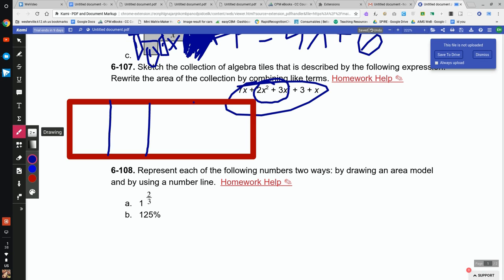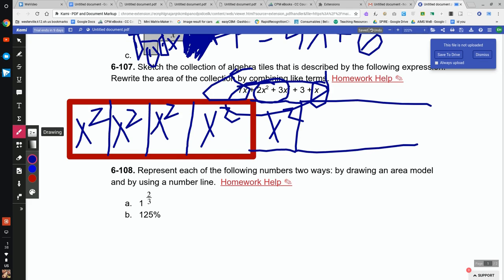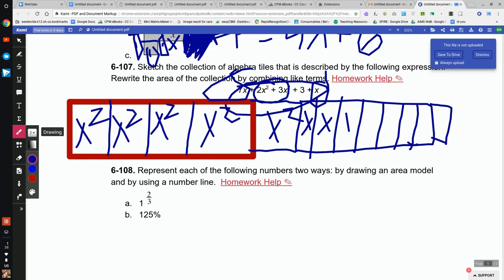2, 3. I'll just add an extra one here. So I do have 5 x squareds. Ran out of room. Then I have an x here and an x over here, which x plus 7x is 8x. So I will add 1, 2, 3, 4, 5, 6, 7. I'll add another one to get 8, so you should have 8 x's.